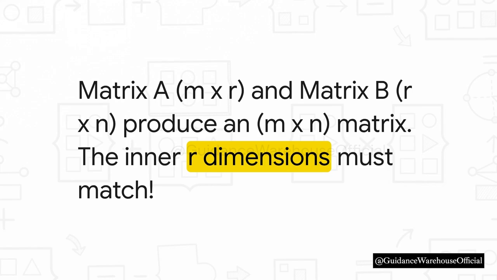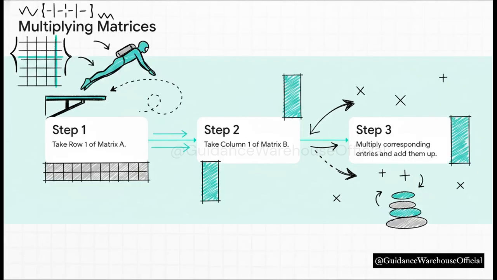Okay, let's actually break down how this works into 3 safe, easy-to-follow steps. Think of it like a dive. Step 1, you take the entire first horizontal row of your first matrix. Step 2, you take the entire first vertical column of your second matrix. Step 3, you dive the row down the column. You multiply the first entries together, then the second entries together, then the third, and finally, you add all those separate products up into one single number.